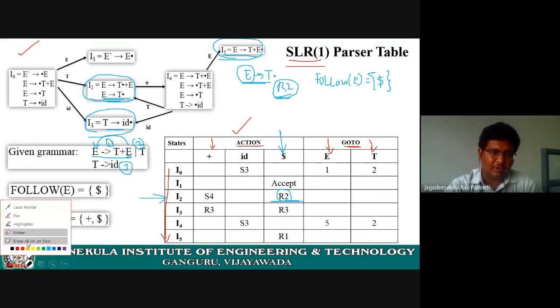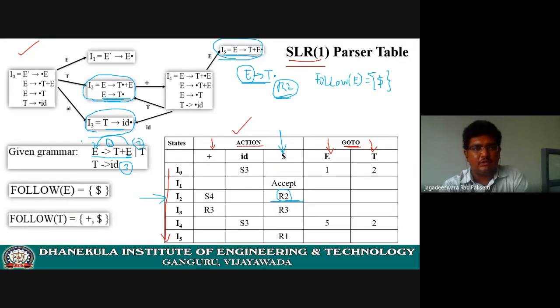Similarly, let's go for some more reduced states. I3 is also a reduced state. Reduced by what? T tends to ID. Of course, it is rule number 3. So it is reduced by R3. Where do I have to write this R3?